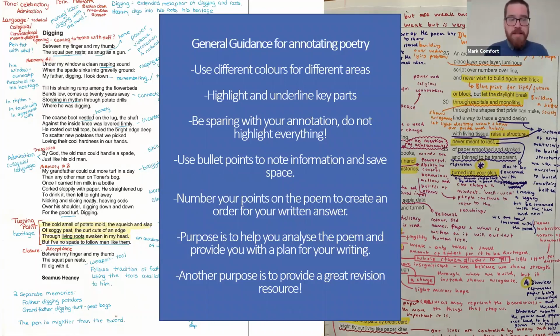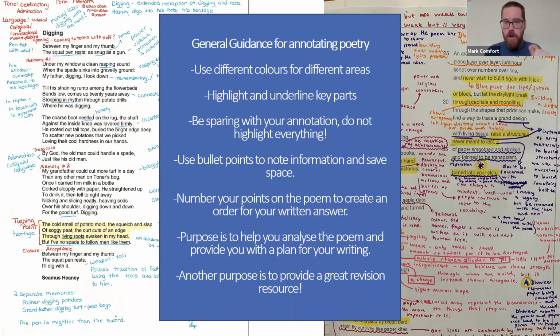I would also recommend numbering your points. That's something that they haven't done on the left-hand side, but if you have annotated your poem and you've got good analysis in bullet point format on the poem, then you can decide, okay, what order do I want to talk through my analysis in the essay?